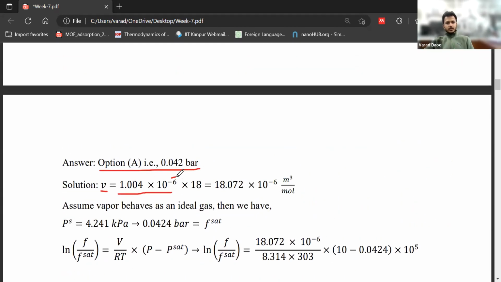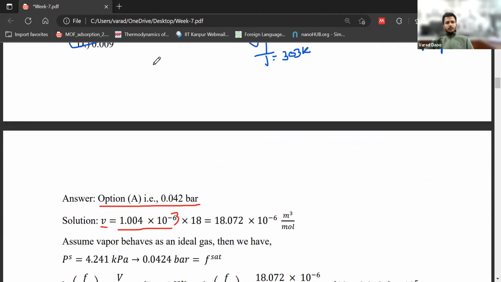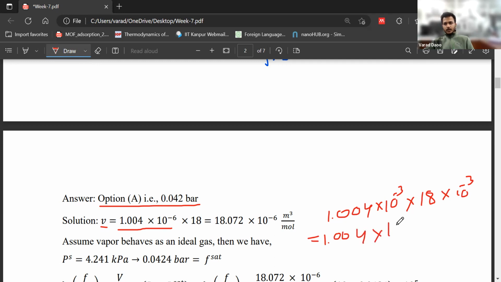So we just convert this meter cube per kg to meter cube per mole. It should be 1.004 into 10 raised to power minus 3 multiplied by the molar mass of water. We know the molar mass of water is 18 gram per mole, so when we convert it into kg, it will be 10 raised to power minus 3. So this whole quantity will be nothing but 1.004 into 18 into 10 raised to power minus 6, and its unit will be meter cube per mole, right?